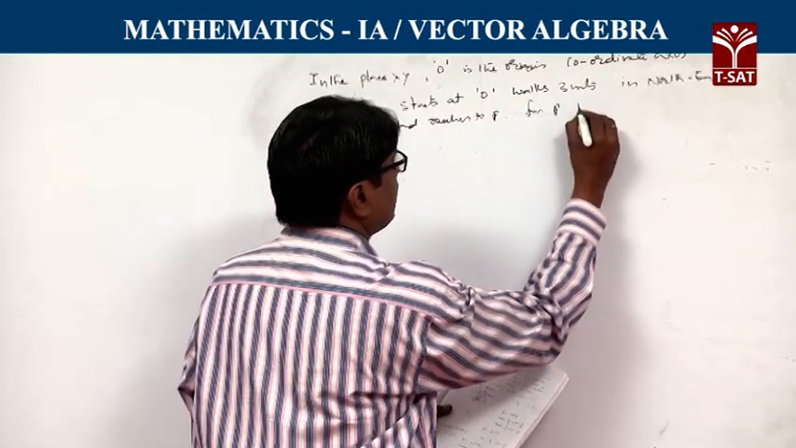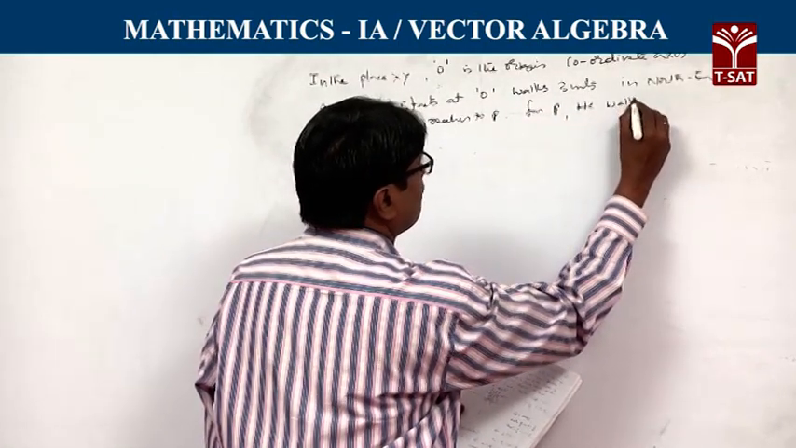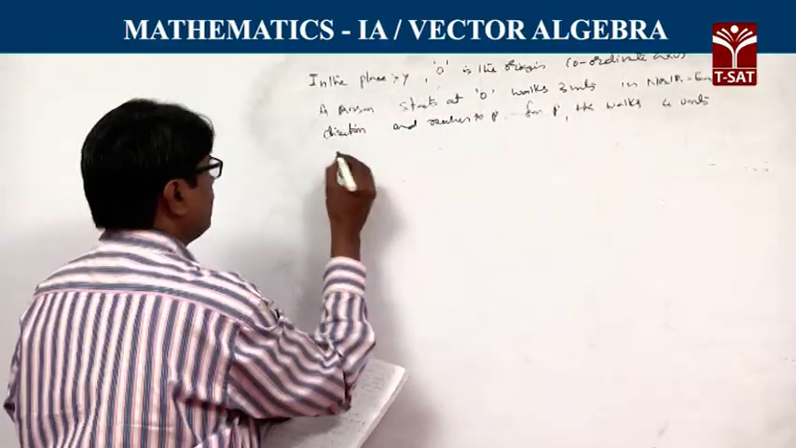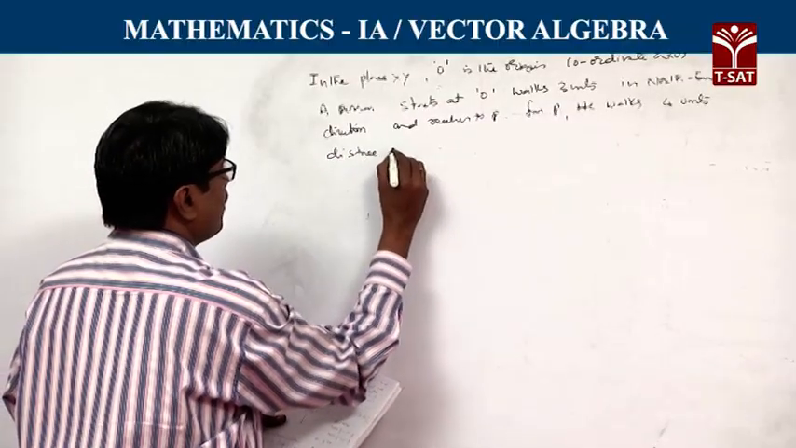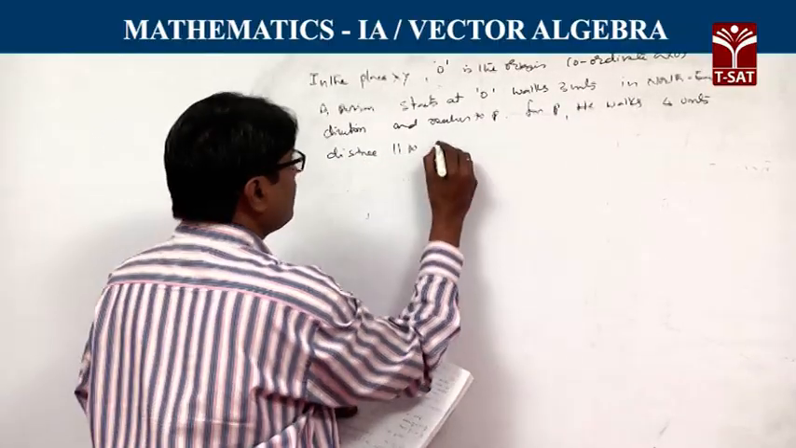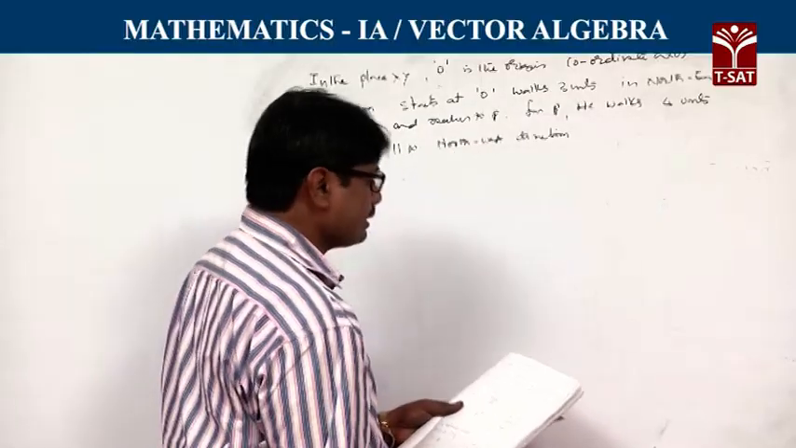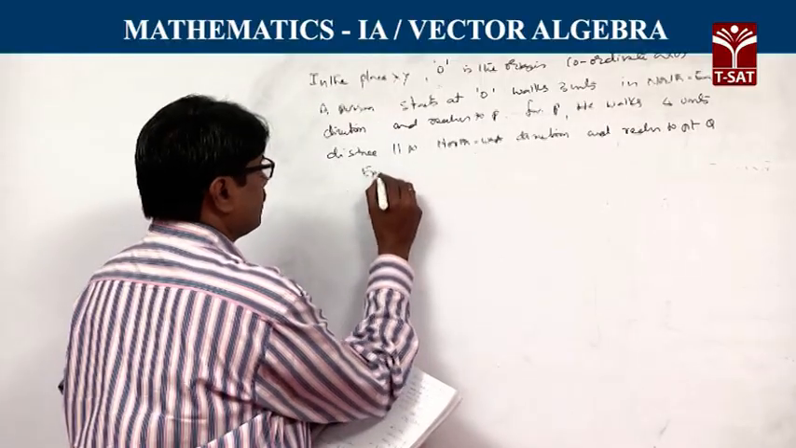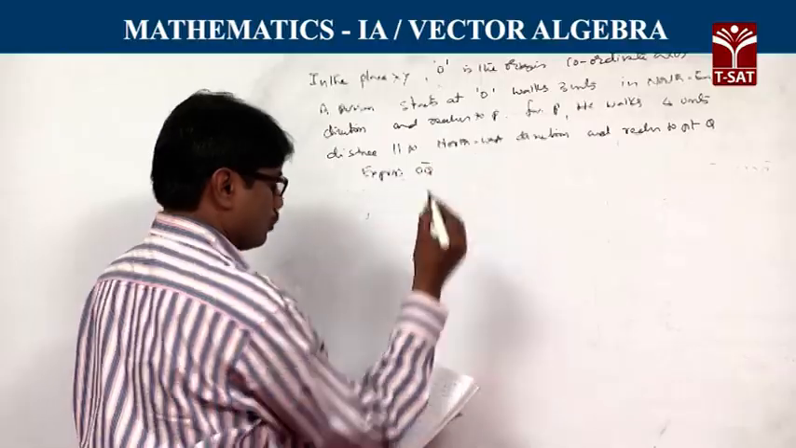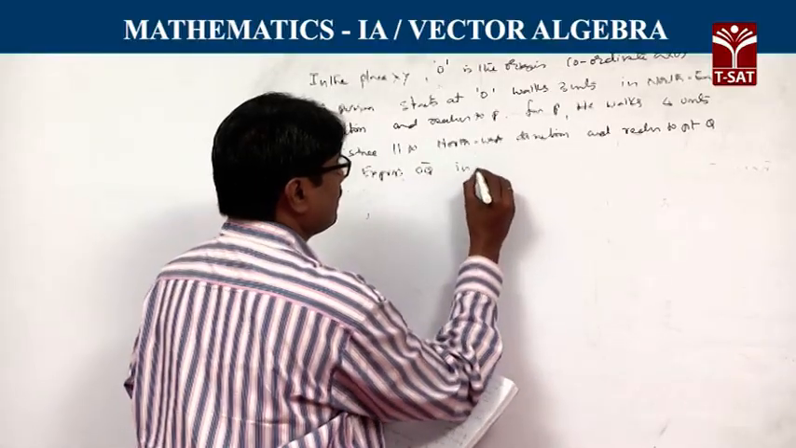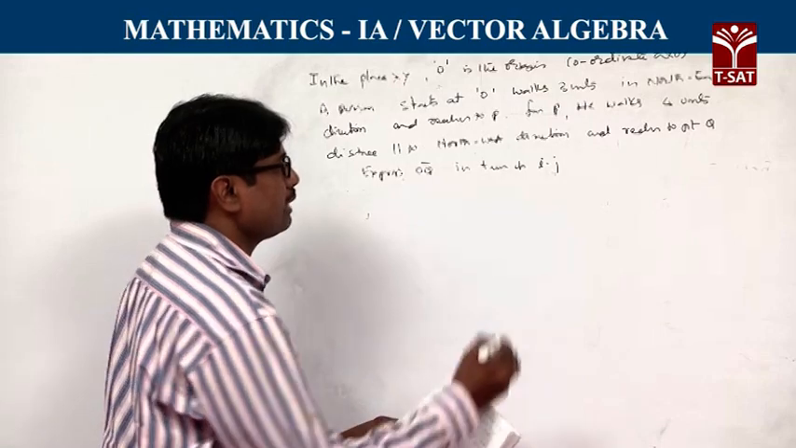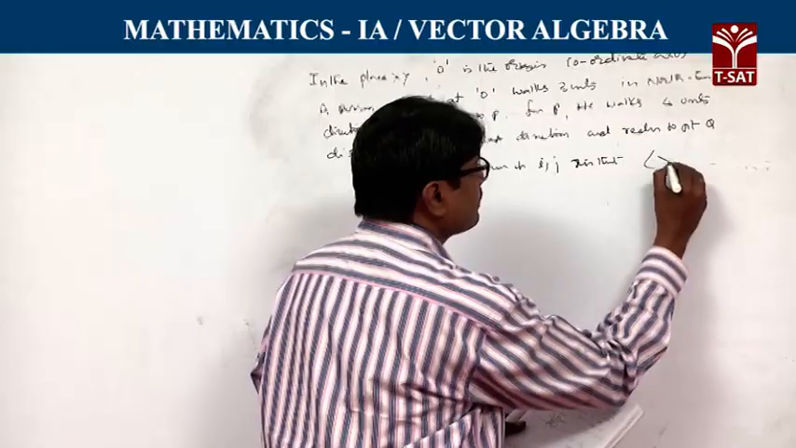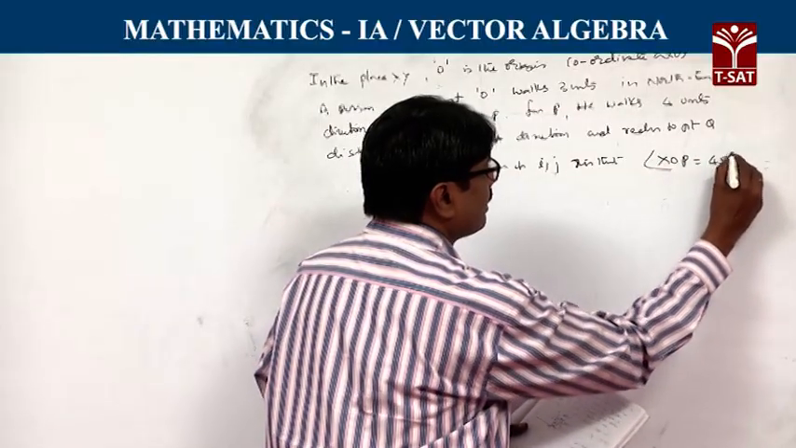From P, he walks 4 units distance parallel to northwest direction and reaches point Q. Express OQ bar in terms of i bar, j bar, given that angle XOP is equal to 45 degrees.